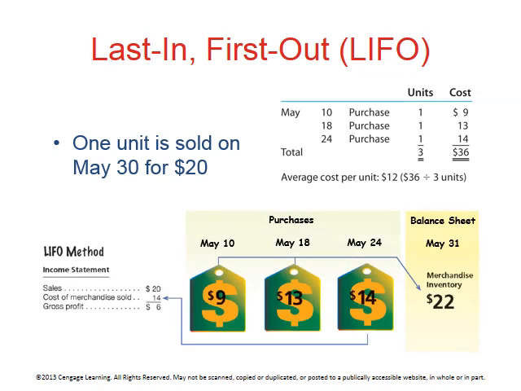LIFO is the opposite. We still sold one unit on May 30th, but we're not going to use the $9 unit from May 10th. We're going to use the last one in, which came in on May 24th for $14. In the lower left, our sales were $20, cost of merchandise sold $14, and our gross profit is $6. For our ending inventory, we used the May 24th unit, but we still have the May 18th one on hand for $13 and the May 10th one for $9, so our ending inventory is $22.